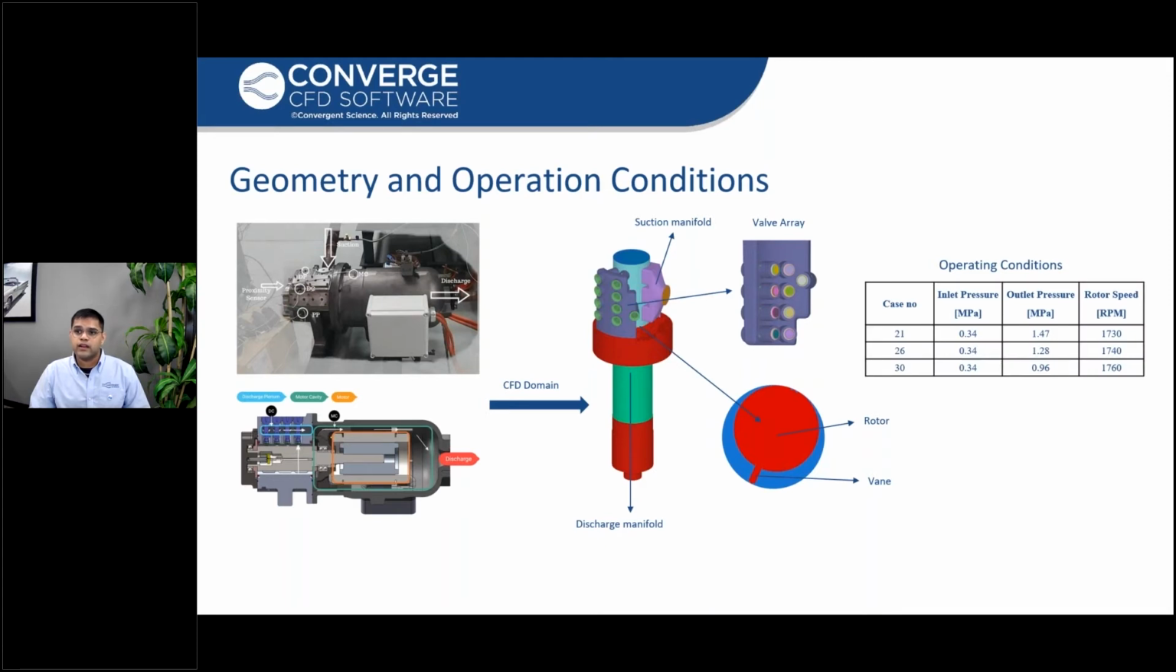We are currently validating the CFD model for 3 different operating conditions. We have 3 cases with almost the same rotor speeds and 3 different outlet pressures. So one is the low load condition, one is a mid load condition, and one is a high load condition. And we want to validate our CFD model for all these 3 cases.